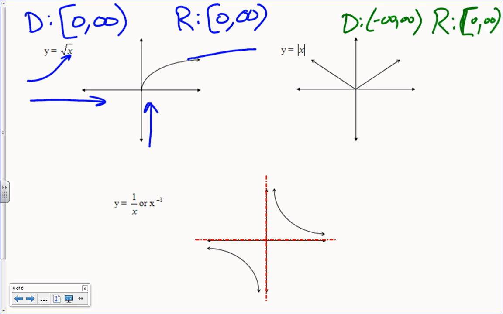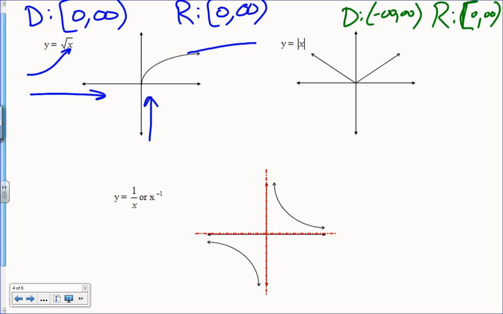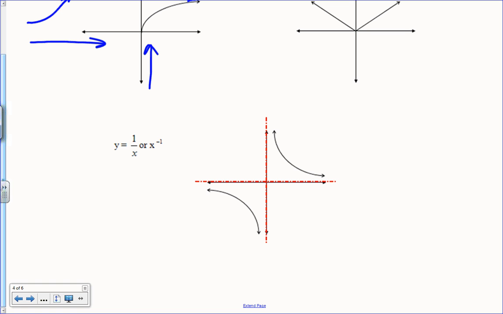And probably the most complicated one is this. Ooh, that's a good R. All right.